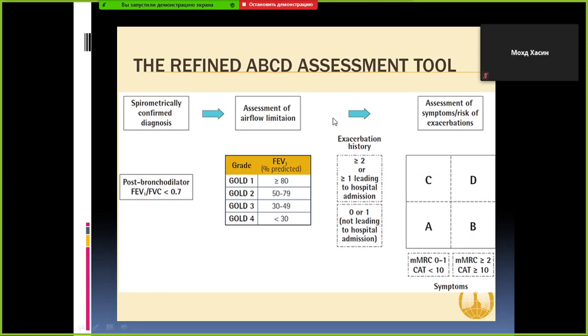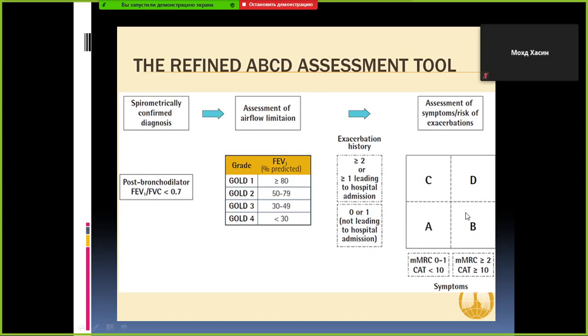Then we must carefully analyze the medical history of our patient. So we must know his exacerbation history. The exacerbation history may be 0 or 1 exacerbations per year which are not leading to hospital admission, or more than 2 exacerbations, or more than one exacerbation, but this exacerbation is leading to hospital admission.